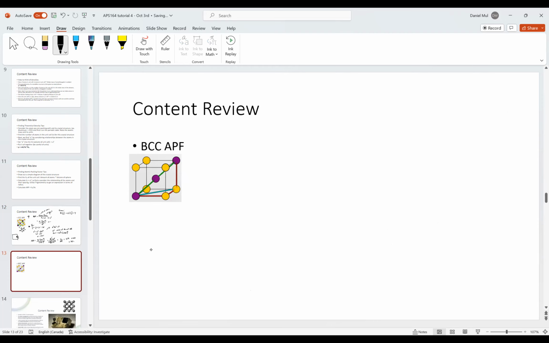BCC is a little trickier when it comes to finding a, but it might be easier for visualizing how to get the total atoms. So again, we have APF. This is the one where we use diagonals. And the only reason we use the diagonals is because you do have that center atom, so you can't consider just the faces anymore.